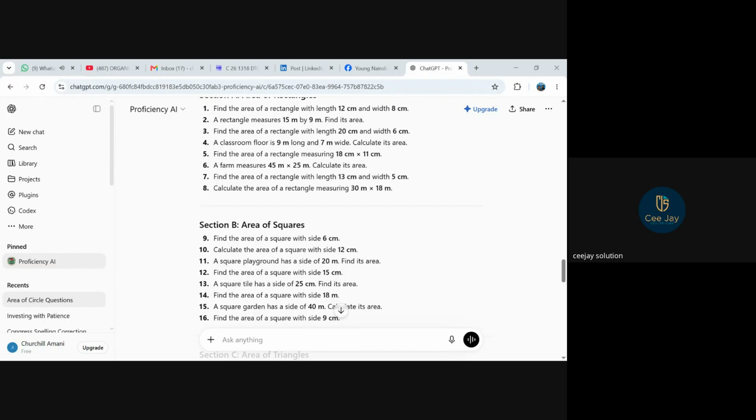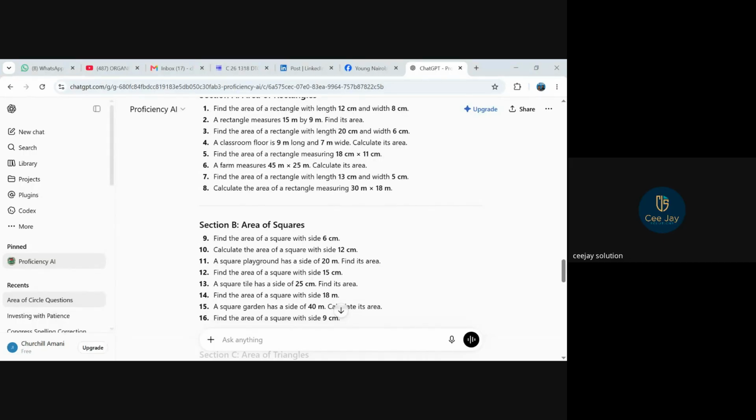Now, question 9. Francis, help us tackle question 9. Okay, question 9 says find the area of a square with side 6 cm. The formula for the area of a square is length times length, which is 6 cm times 6 cm, we get 36 cm squared. Thank you. Let us appreciate him.